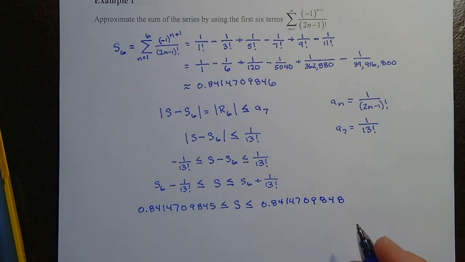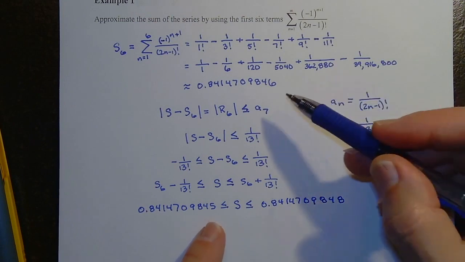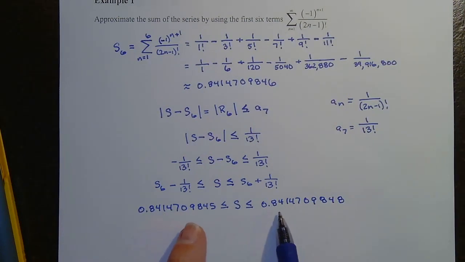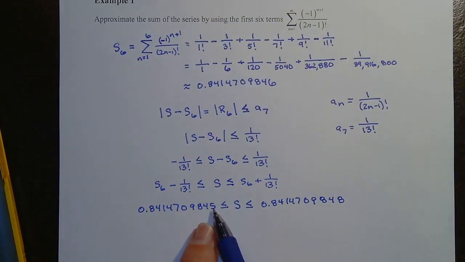So look, what this means is that the sum we got is really, really close. The only difference in these digits is this digit right here. The lower bound is a 5 and the upper one is an 8. So this sum for the first 6 terms is really, really close to the actual sum. And that's what it's telling us, okay?